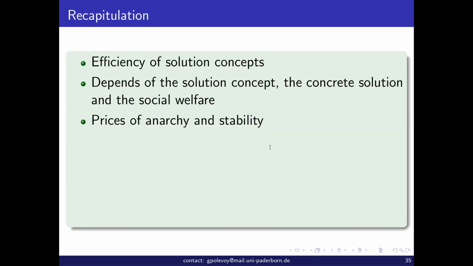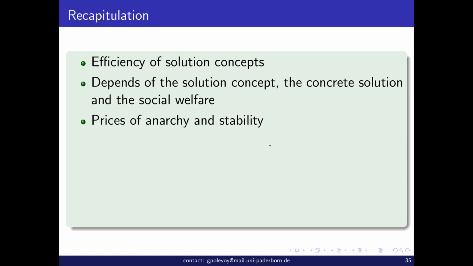And now let us recapitulate what we've done till now. We've studied the efficiency of a solution concept. We've mentioned that it depends on what solution concept we use, like Nash equilibria, dominant strategies, and so on. If you have several solutions, for example, several Nash equilibria, we look sometimes at the worst, sometimes at the best, and that gave rise to the price of anarchy and price of stability.